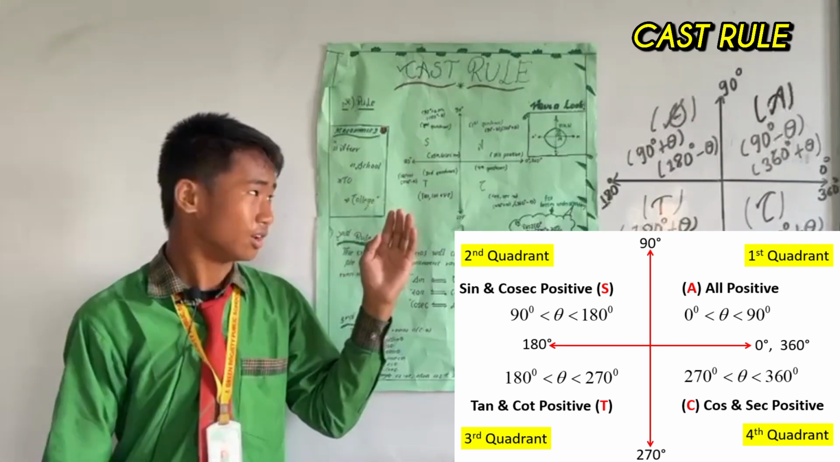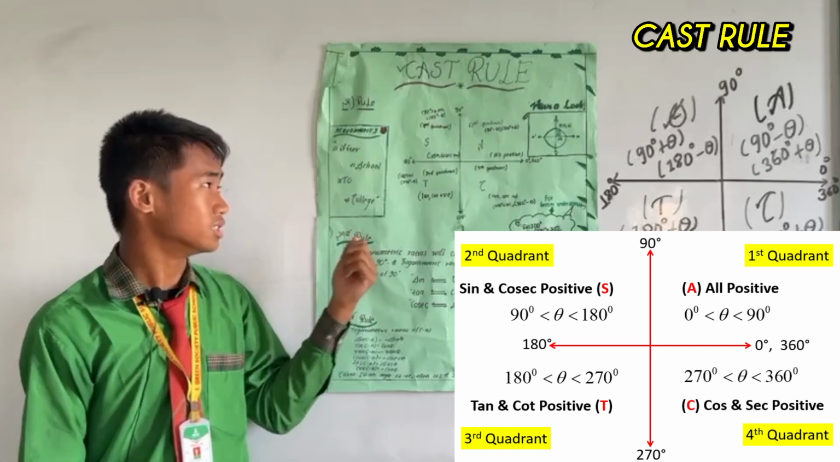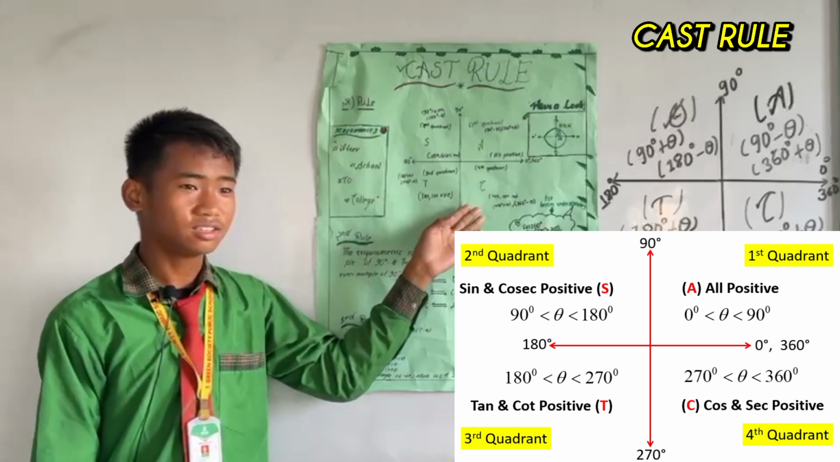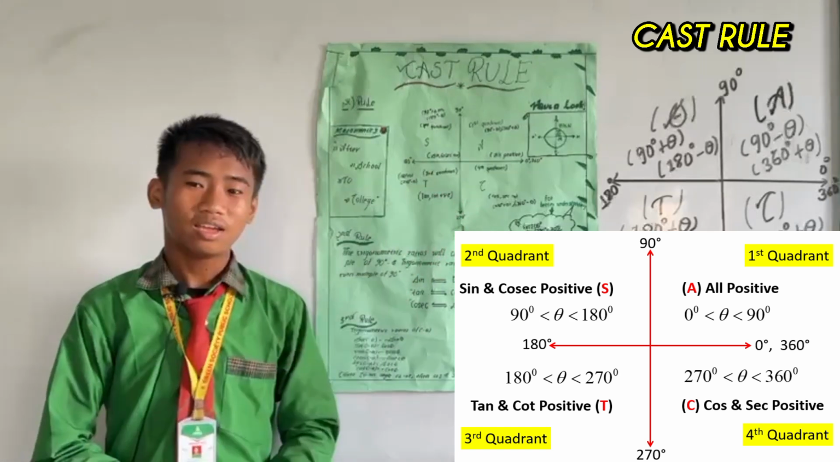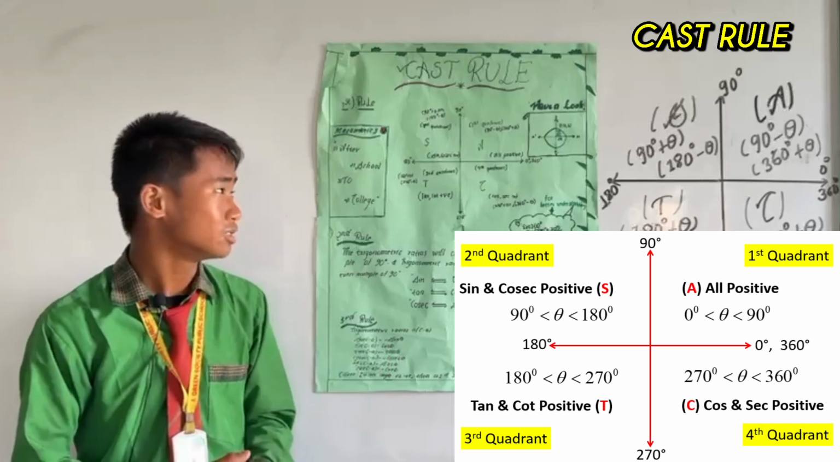To understand and memorize this easily, we have used a mnemonic called "After School To College". A is at the first quadrant, S at the second, T at the third and C at the fourth. In the first quadrant, A means all positive. All the trigonometric ratios that lie here will be positive.